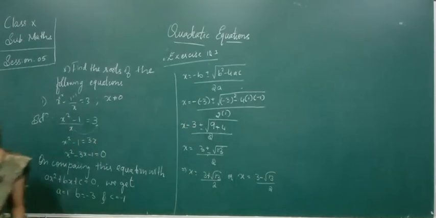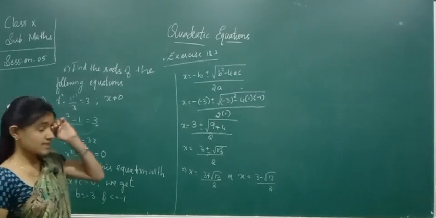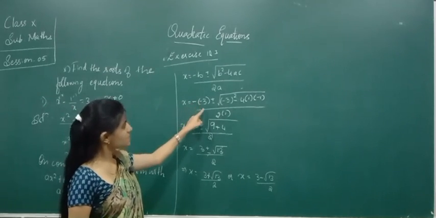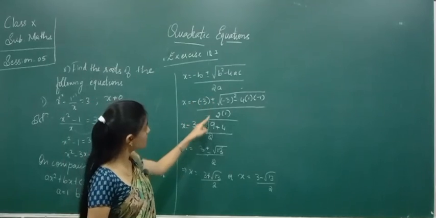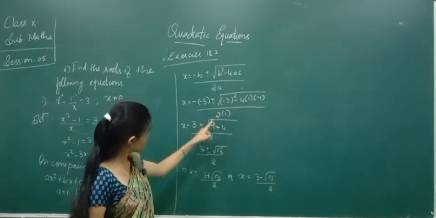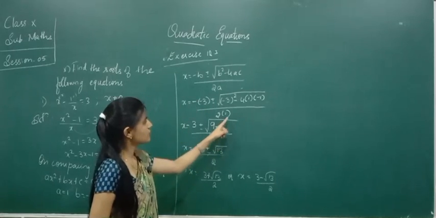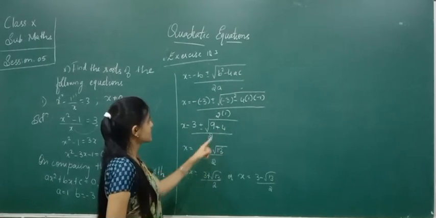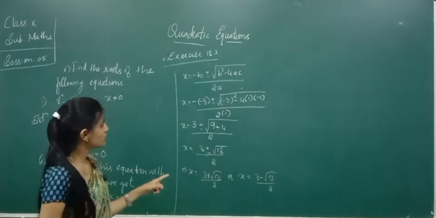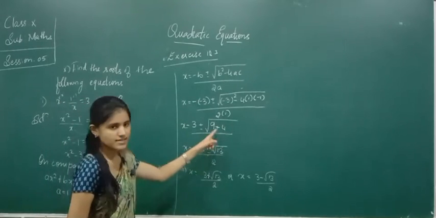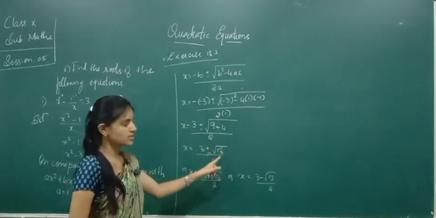So x is equal to 3 plus or minus root 13 by 2. See what we have done here: minus into minus is plus. Minus 3 squared is going to be 9. Minus into minus here is plus, 4 ones are 4. Next is divided by 2. Then what we are going to get? 3 plus or minus root of 9 plus 4, which is 13, that is root 13 by 2.